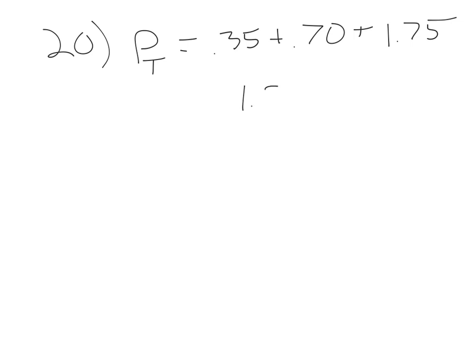So the pressure total equals, I have a partial pressure of helium of 0.35, plus a partial pressure of argon at 0.70, plus a partial pressure of krypton at 1.75. Add all those together, that's 1.05 plus 1.9, so 1.80 atmospheres is the total pressure inside the tank.